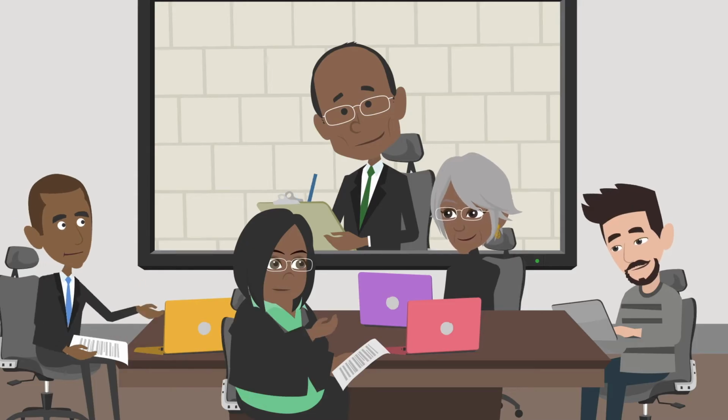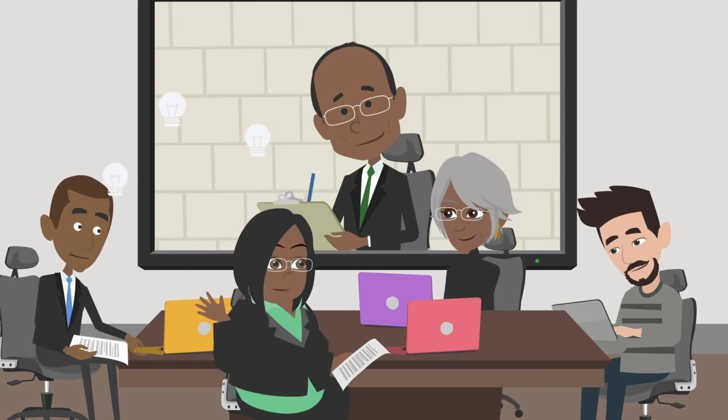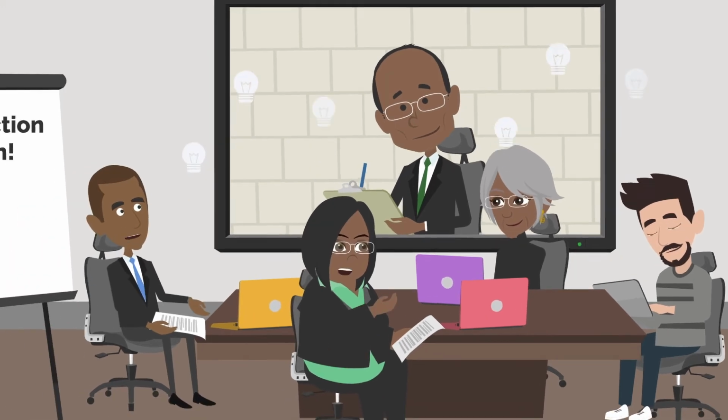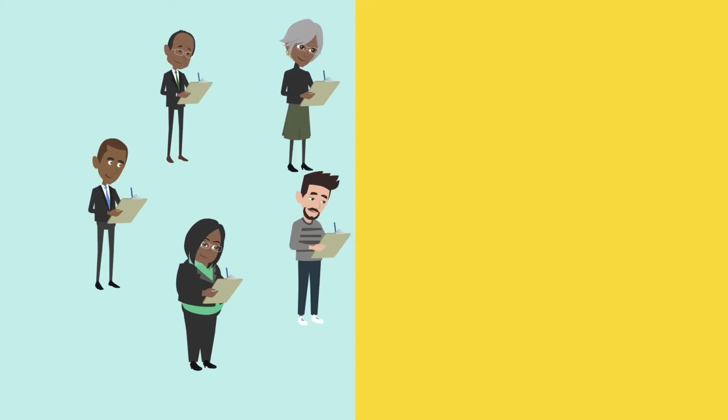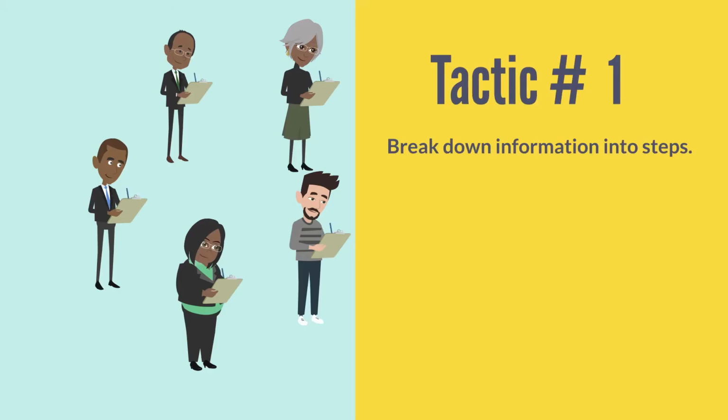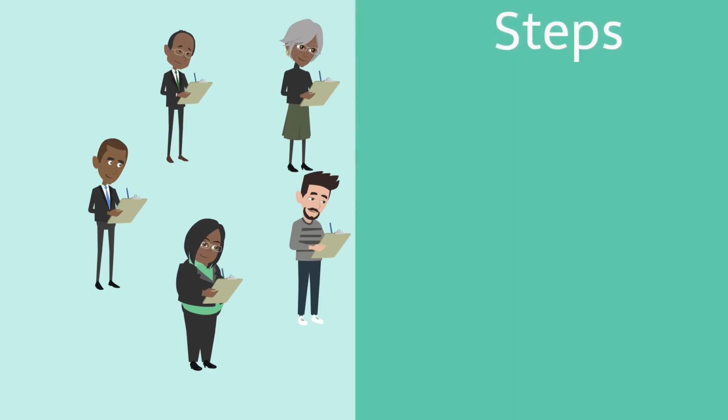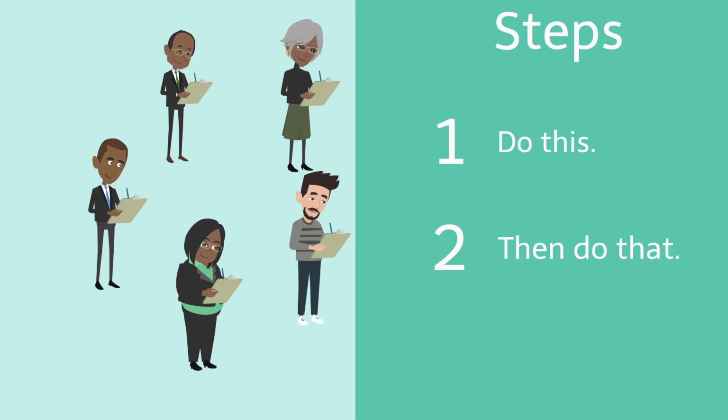However, educators who want to empower students by creating a more equitable relationship can use either or all of these three tactics. Number one, break down the information into steps. You can either lead the class through a process of creating steps themselves as a lifelong learning process, or you can create the steps for students.